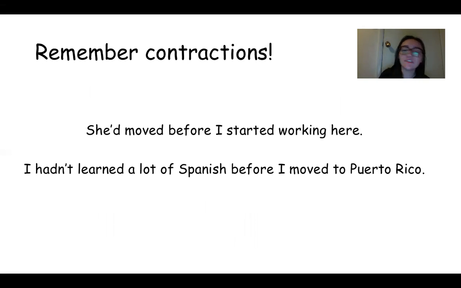So remember your contractions. She'd moved before I started working here. So she'd is saying she had. She had moved before I started working here. And you'll see that this one is kind of an explanation, right? So I start working and they're like, oh, did you ever meet Deborah? And I would say, oh no, she'd moved before I started working here, right? So you're saying, oh, she had moved before I started working here. So there you go. It's what you use to explain things and to let people know a timeline of how things happened, like in what order in the past they happened.